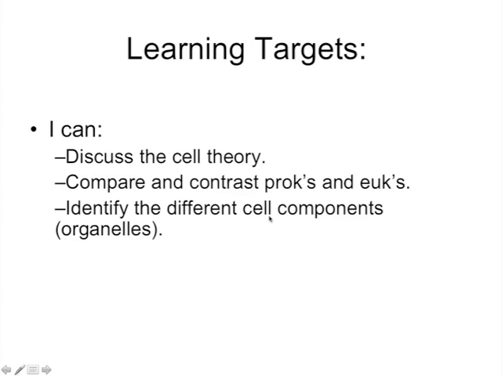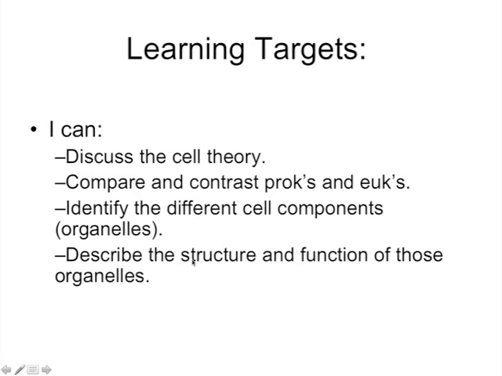We want to be able to identify the different parts or components of cells. Components means the parts of, so the different cell components, and we call those little parts of a cell organelles. So we're going to be able to identify the different organelles. And then lastly, or probably most importantly, we want to be able to describe what those organelles look like, again, what their structure is, and we want to be able to describe their function, the role that they do, or the job that they do. And again, hopefully see how those two terms are related together, how their structure plays a role in their function. All right? So that's where we're going.